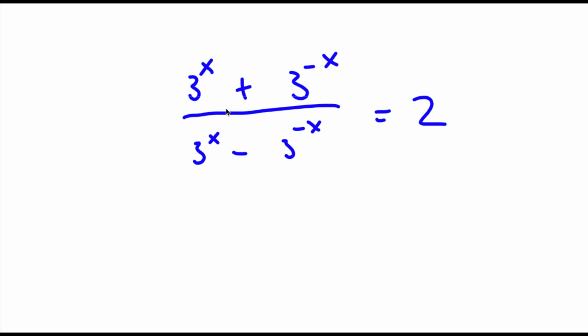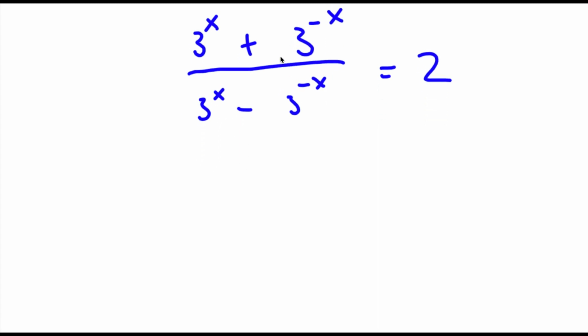In today's video, I'm going to be teaching you guys how to solve this exponential equation. So we have 3 to the power of x plus 3 to the power of negative x, divided by 3 to the power of x minus 3 to the power of negative x, is equal to 2.